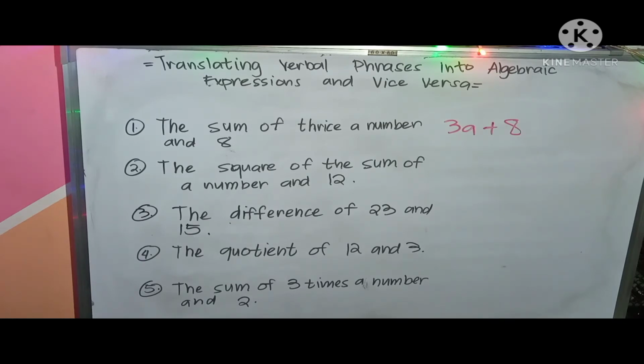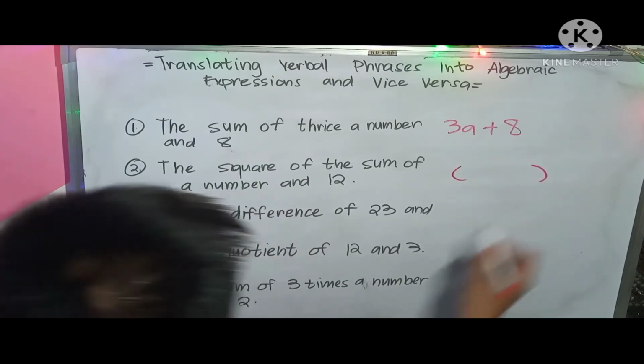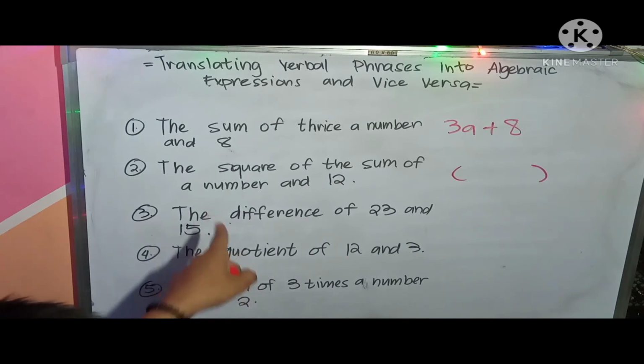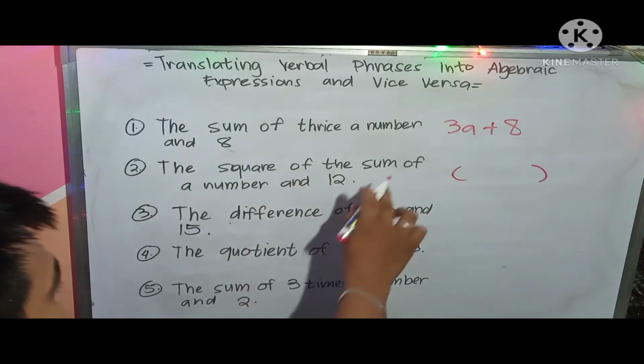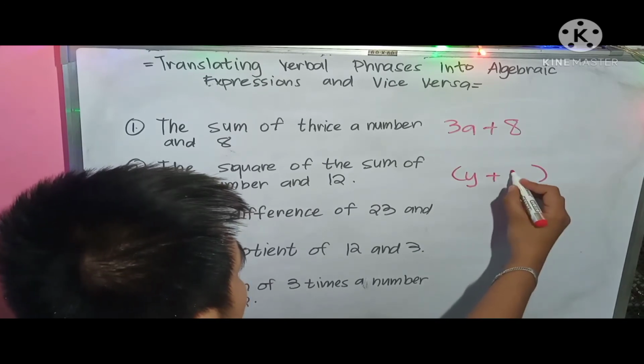Next, the square of the sum of a number and 12. Square daw. So, meaning, raised to 2. So, we need to get daw the sum of a number and 12, saka natin i-raise to 2. So, kailangan natin dyan ng parenthesis. Sum of a number and 12. Hindi natin alam yung number, gumamit tayo ng variable. Sum of a number, y, and 12.